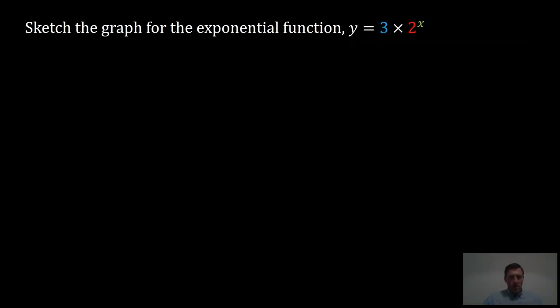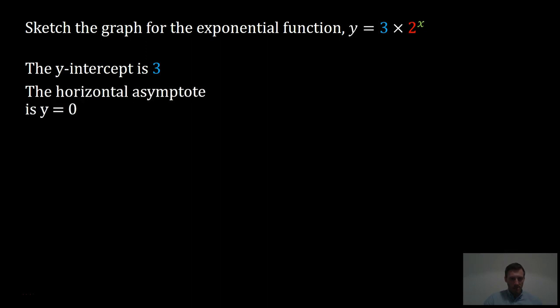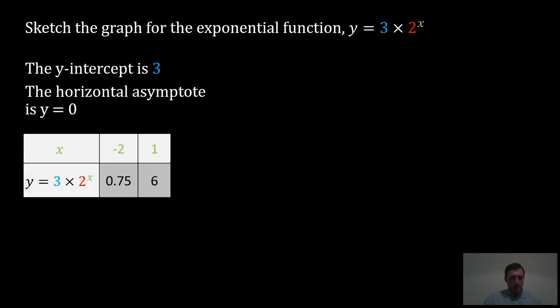Let's sketch the graph for the exponential function y equals 3 times 2 to the power of x. Remember, we can sketch the graph of an exponential function using the y-intercept, the horizontal asymptote, and 2 other points on the curve. The y-intercept here is 3. The horizontal asymptote is 0. If we find 2 other points, say when x equals -2 and 1, y equals 0.75 and 6 respectively. As x increases by 1, y is multiplied by 2. B is greater than 1, therefore the function is increasing.